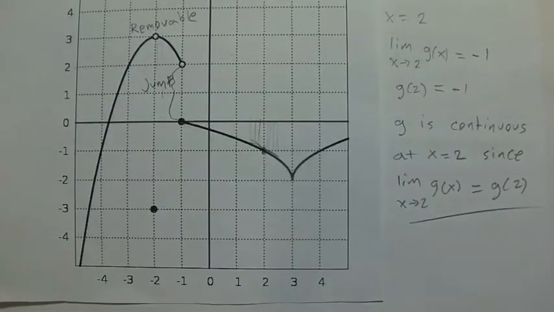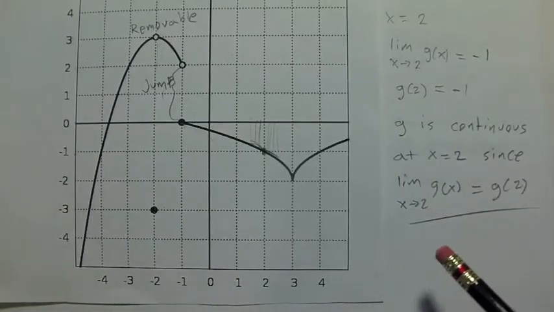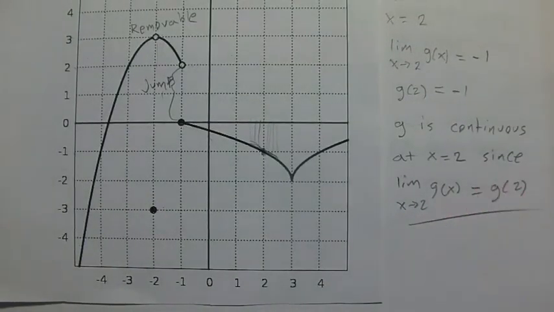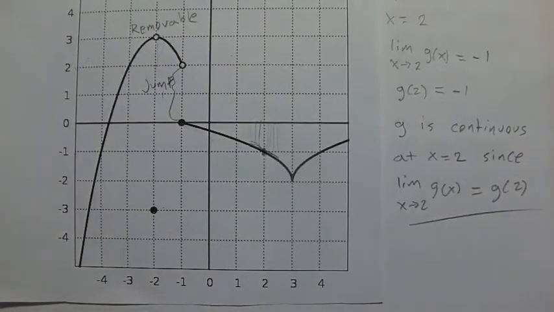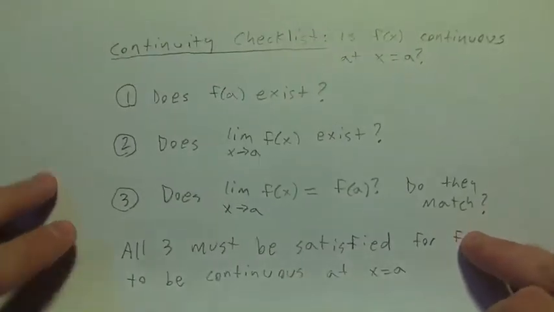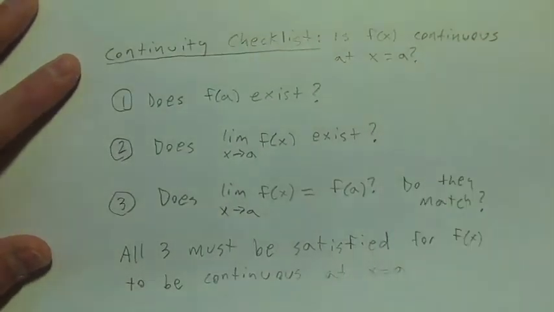So those are our three cases. Basically, we got down to a function is continuous if the limit and the function value match. So we finally have a case where they match. You can pretty much stop this process once one of them does not exist. So that brings us to what the book calls the continuity checklist. Here's the continuity checklist. Say we want to check, is f of x continuous at x equals a?